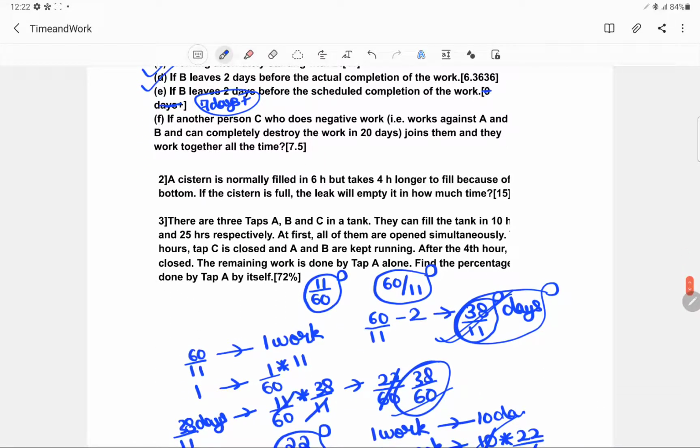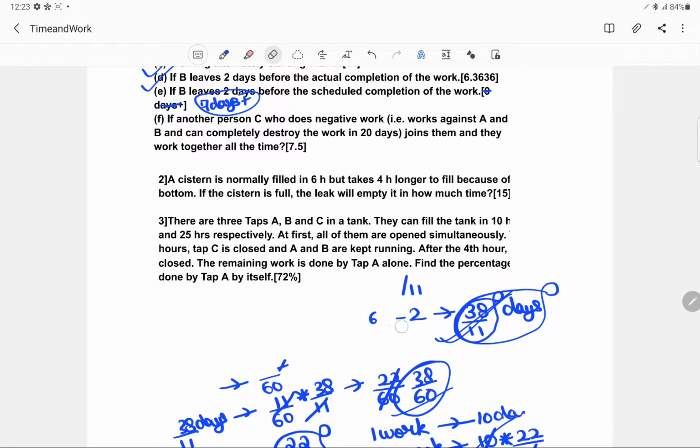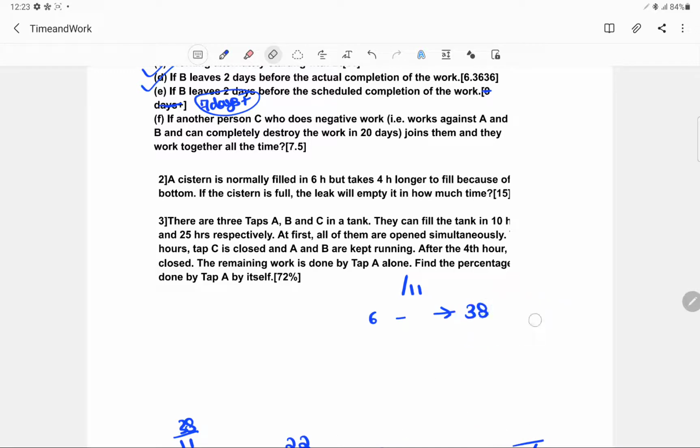So if another person C who does the negative work, that is work against A and B, and completely destroys the work in 20 days, joins them, and they work together all the time. So this is the concept of a negative work, that someone is doing a negative work. That would be very simple. 1 by 10 is A's 1 day work, 1 by 12 is B's 1 day work, and then you are given someone doing a negative work in 20 days.